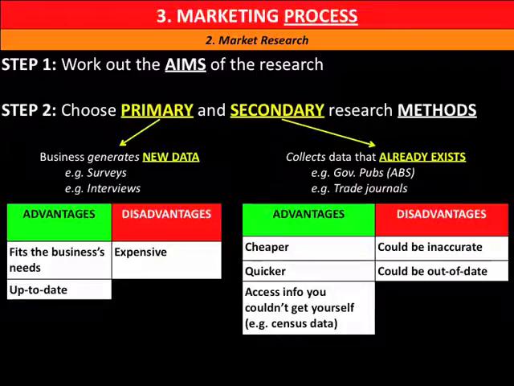But you have to make sure if you do get a question about market research, you've got to mention both of those. You've got to mention primary and secondary. But you do also have to remember that the first step is what do we want to find out, the aims of the research. And having those advantages and disadvantages of primary and secondary methods are always going to get you the extra marks.